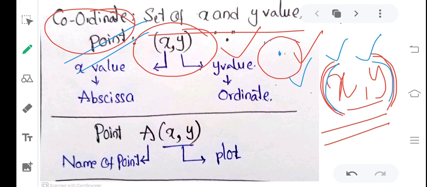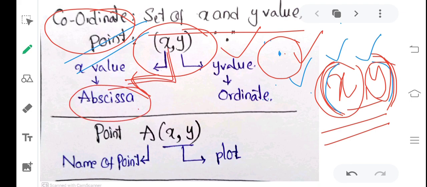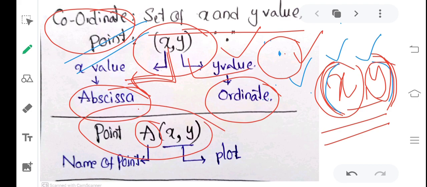So this point contains x and y values. First value is x, second value is y. This first x value is called abscissa. The second, y value, is called ordinate. This point can be named by any English alphabet. Point A, (x, y). That means this is a point which is named A. This is the name.